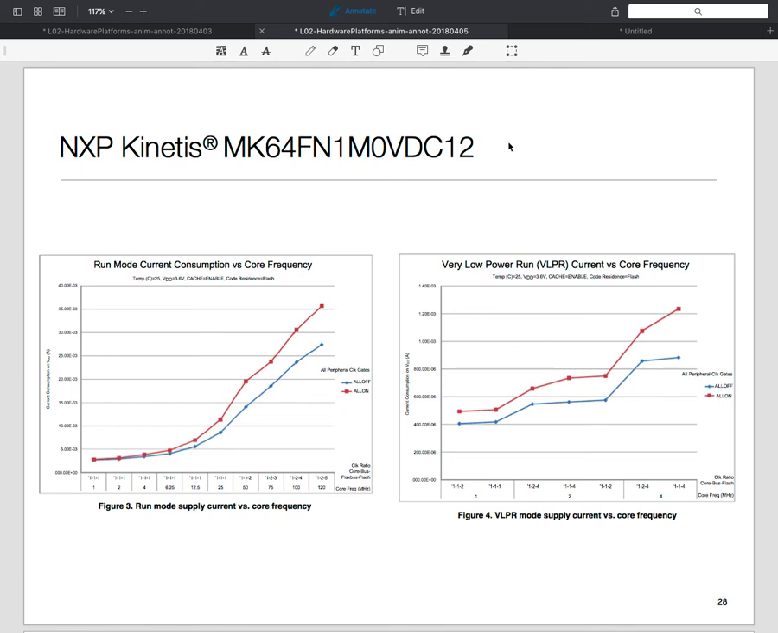Okay, so what you see on the left-hand side is how the current consumption is changing versus the core frequency. Core refers to the processing core. As the frequencies are going up, the core is changing, and the blue and the red correspond to peripherals on the chip being all on or all off. So the peripherals in this case are the gap between the two curves.